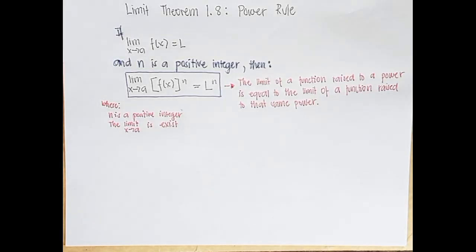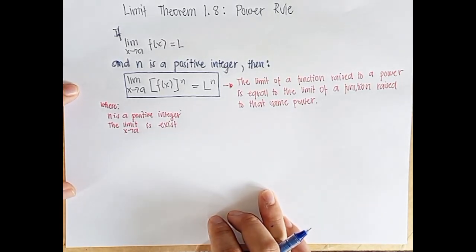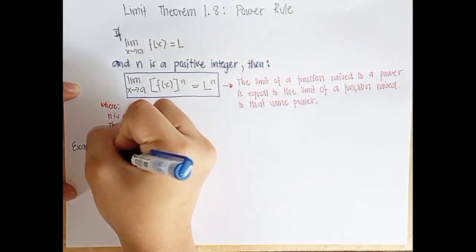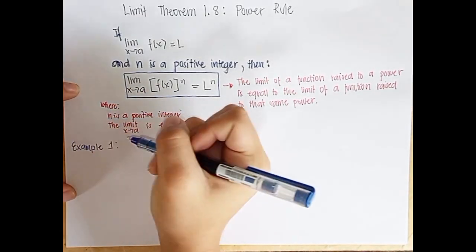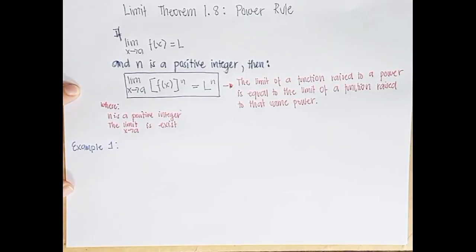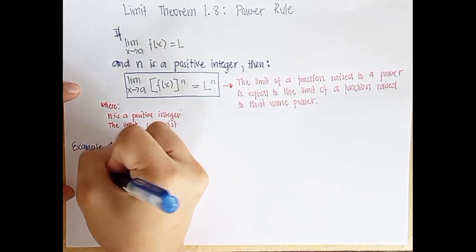Note that the power rule in limits is not valid for negative powers if the function approaches 0, because that would mean dividing by 0, which is undefined. And that's what makes some of the negative powers for this theorem undefined or sometimes indeterminate. So to further illustrate Theorem 1.8, the power rule, let's have first an example number 1.